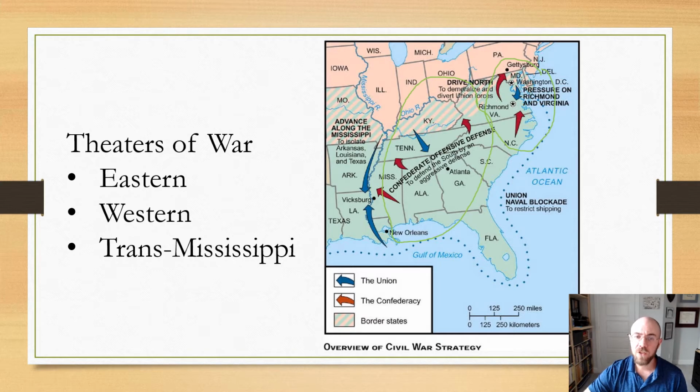Then you have the Trans-Mississippi. So that's everything west of the Mississippi River. So mainly Texas, Louisiana, and Arkansas, and then Missouri to a lesser extent. But this is the Trans-Mississippi. So these are the three major theaters in which fighting happened. Although the most important things are going to happen in the Western and Eastern theaters.